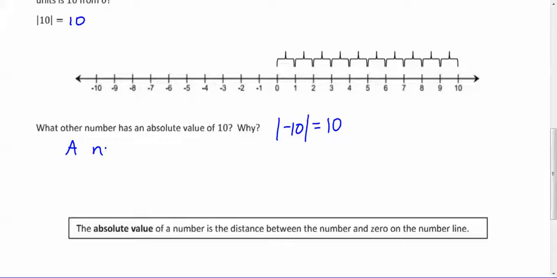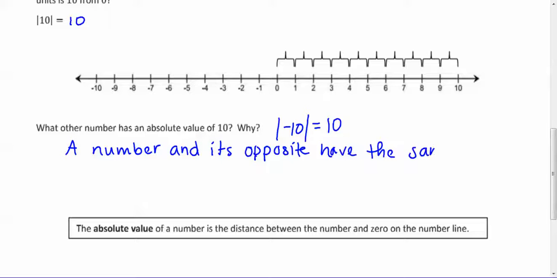So a number and its opposite have the same absolute value. So an example of this would be, I owe someone $10. How much money do I owe? $10. How much are we talking about? 10 bucks, okay? That's the same amount of money I would be talking about if I earn $10.